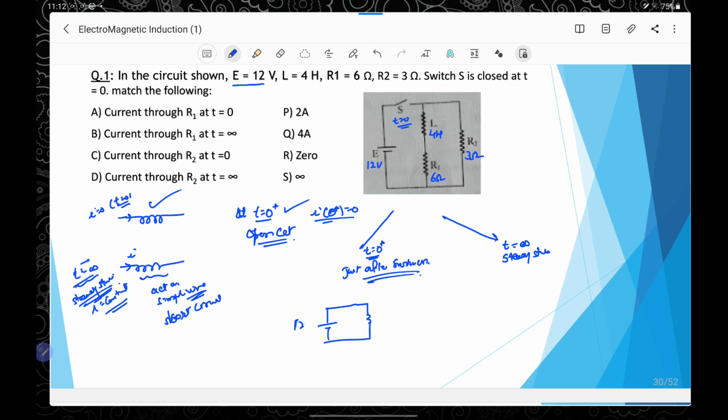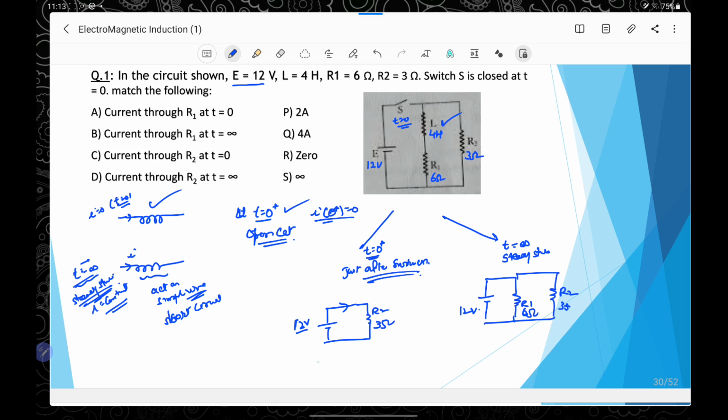This is the 12 volt battery, and here it is R2, that is 3 ohm, and there will be a current in the circuit. And at t equal to infinity, when there is a steady state, this inductor will act as a short circuit, and the circuit finally becomes like this: here is R1, that is 6 ohm, there is R2, this is 3 ohm, and it is connected to the battery of 12 volt. So we have to find the currents in the circuit.